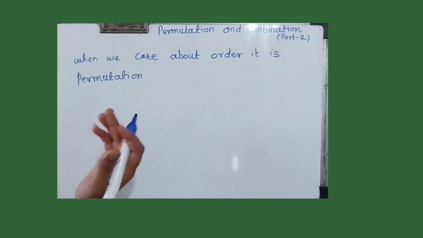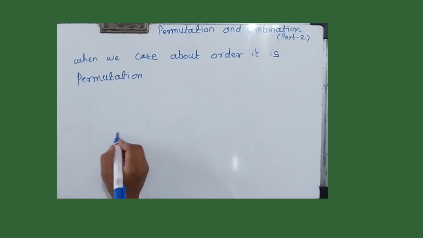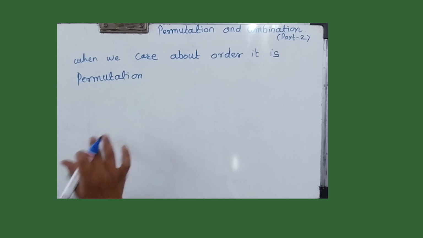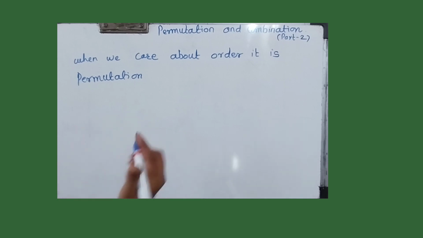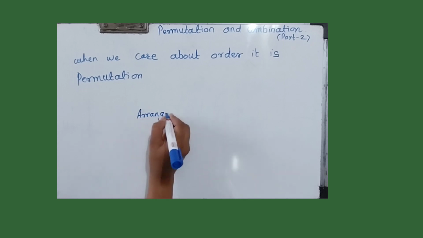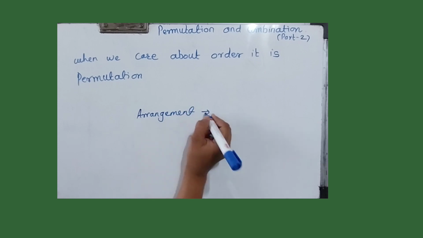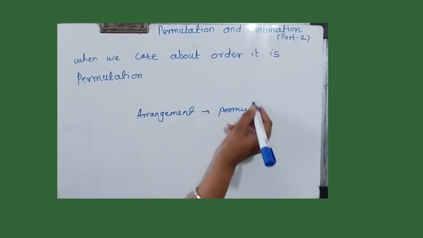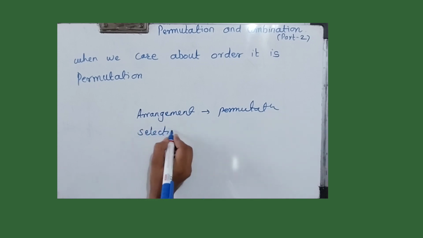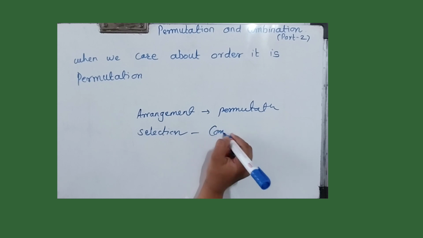In the question paper, there is no mention anywhere of use permutation here, use combination here. We have to identify where we can use permutation and where we can use combination. I already told you, if there is an arrangement word, then use permutation. And if there is a selection word, use combination.